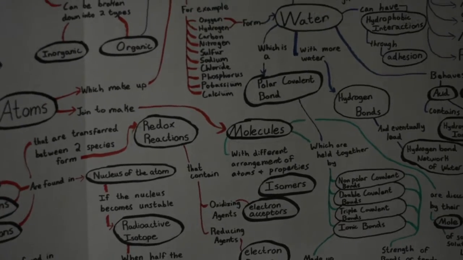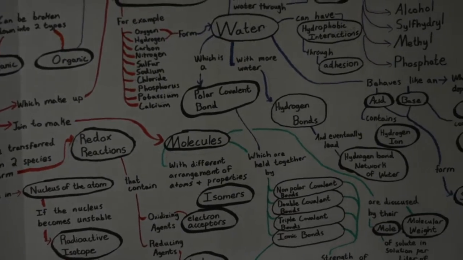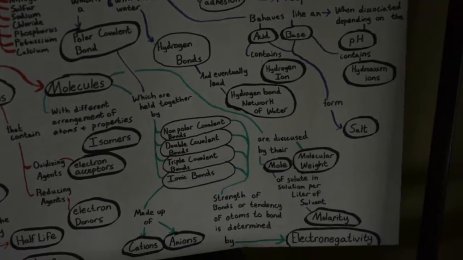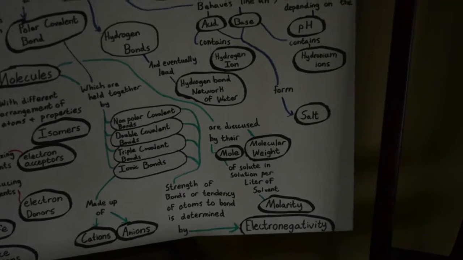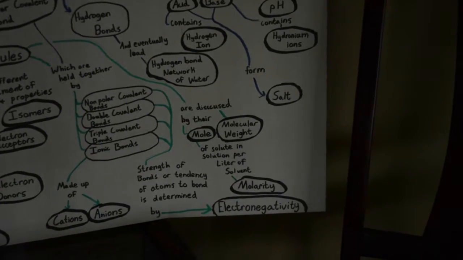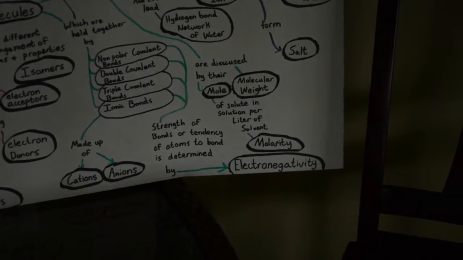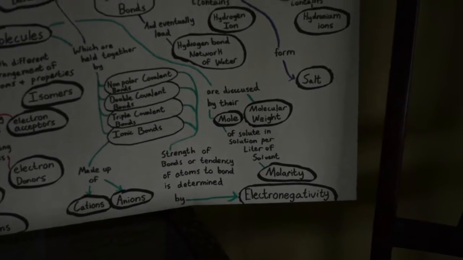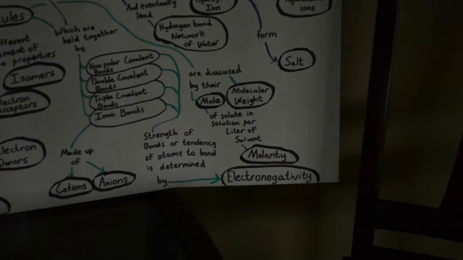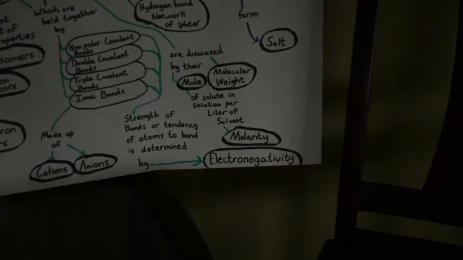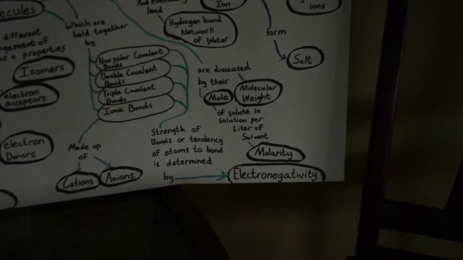Okay, and the last thread right here, which is molecules, we're going to follow it. It's that little green one right there, the sliver. They are discussed by their mole or molar weight, molecular weights. It's just another way to determine which molecules are which. Now for moles, we know that the moles of solute in solution per liter of solvent is molarity, and that's just moles over liter right there.